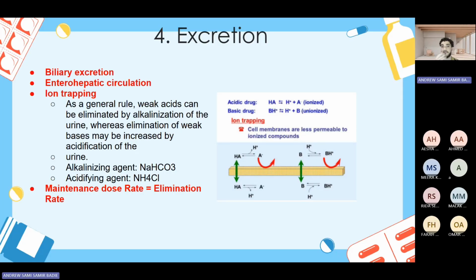For example, as you can see in the picture on the right, an acidic drug goes from unionized to ionized, and a basic drug goes from ionized to unionized, due to this acidification or alkalinization. And a last concept is that the maintenance dose rate is equal to the elimination rate.